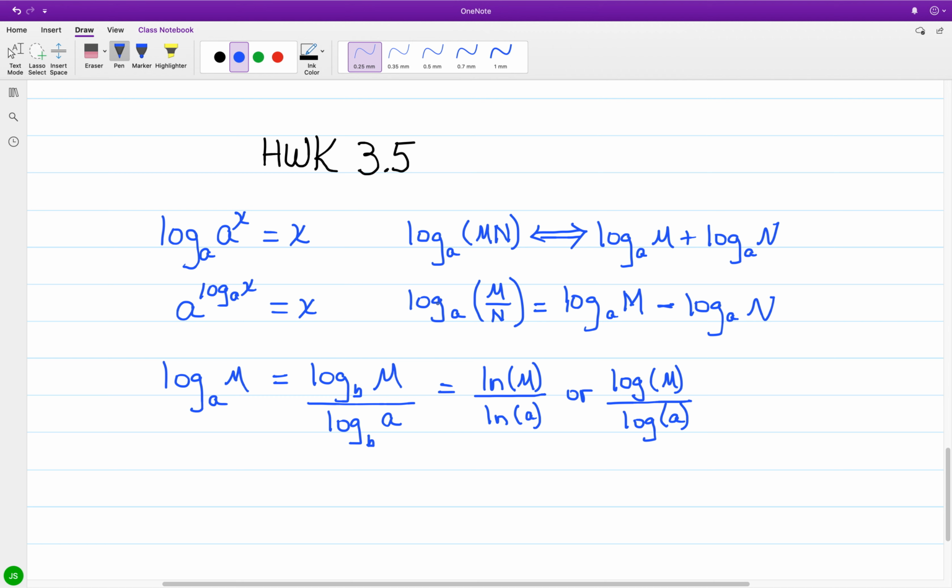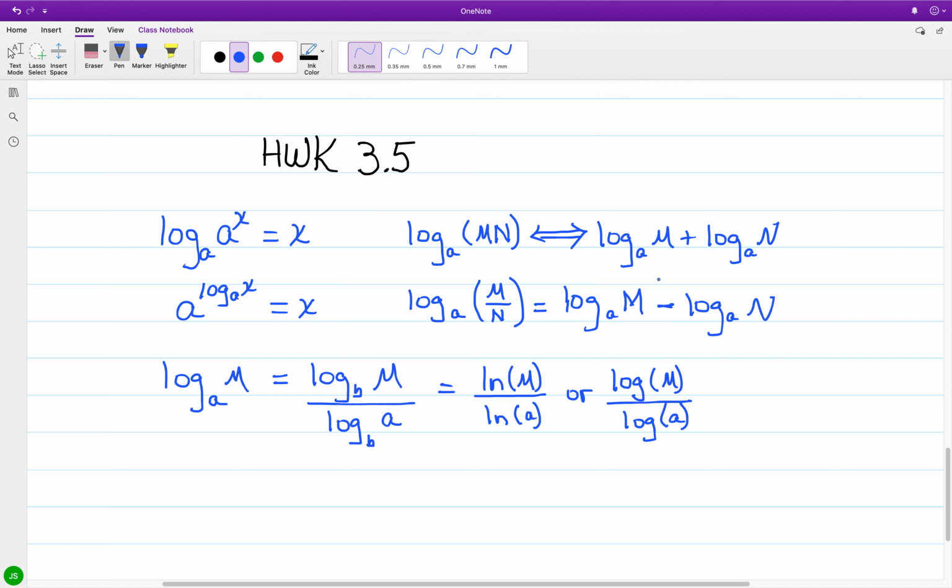And again, with our properties of logarithms, you have the base a logarithm of m times n is equal to the base a logarithm of m plus the base a logarithm of n, and vice versa. So you have this to work both ways. And for the base a logarithm of the quotient m over n, that is equal to the base a logarithm of m minus the base a logarithm of n.